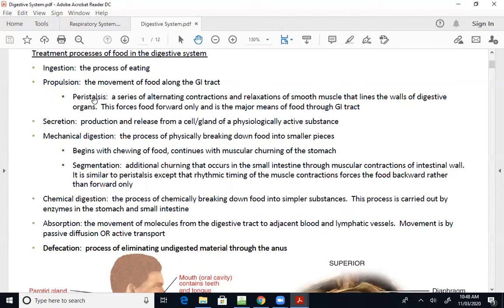The key with peristalsis that separates it from segmentation is that peristalsis produces the movement of food going forward only. So it's always pushing it towards the end of the tract, whereas segmentation, which is a form of mechanical digestion, can move food forward and backwards. So it's going to help go in both directions.